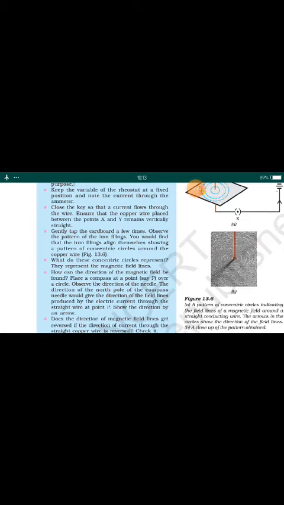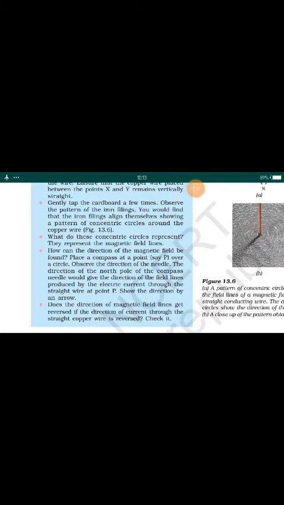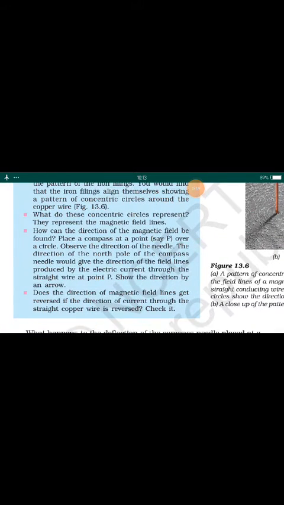You would find that the iron filings align themselves, showing a pattern of concentric circles around the copper wire. What do these concentric circles represent? ये क्या represent करते हैं? They represent the magnetic field lines. ये जो है वो magnetic field lines को represent करते हैं.